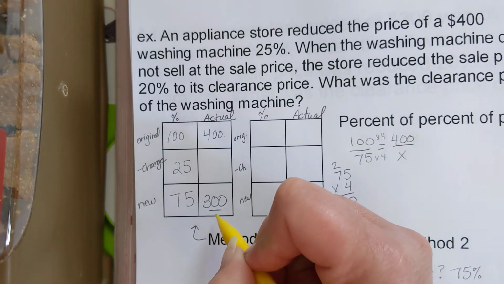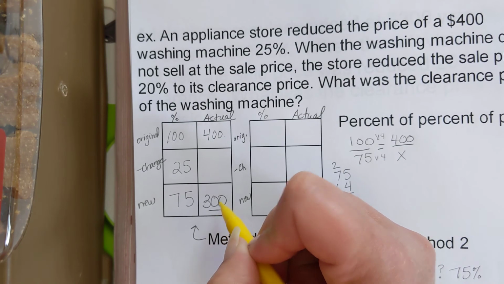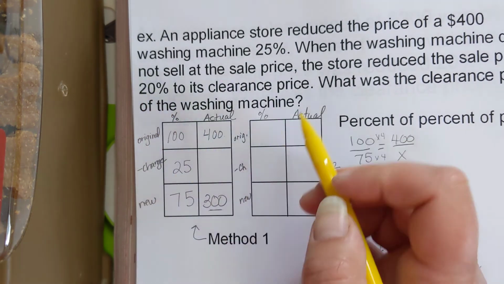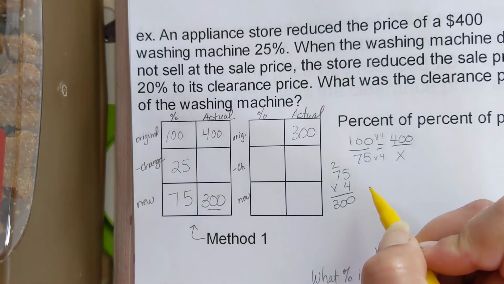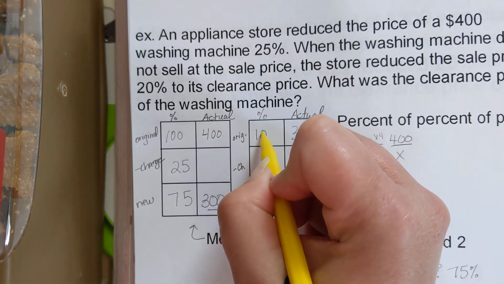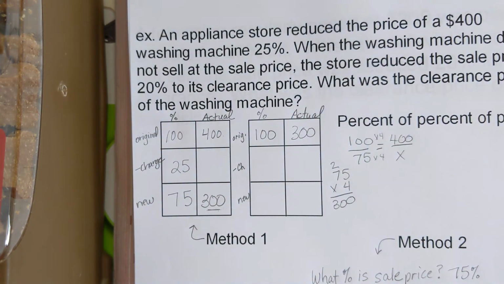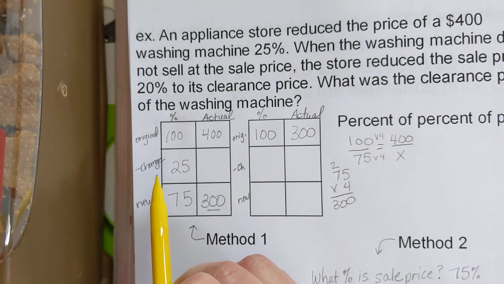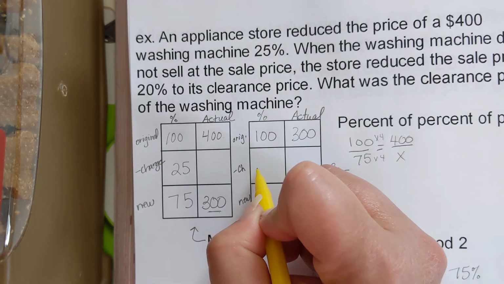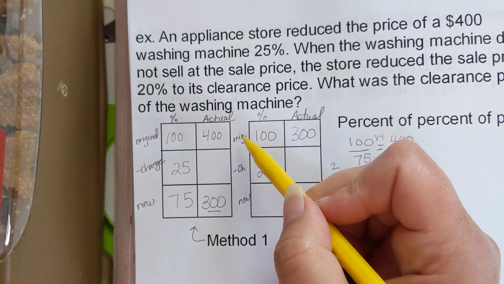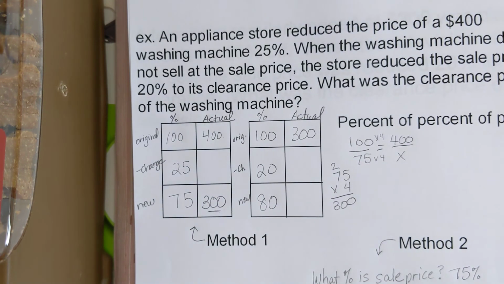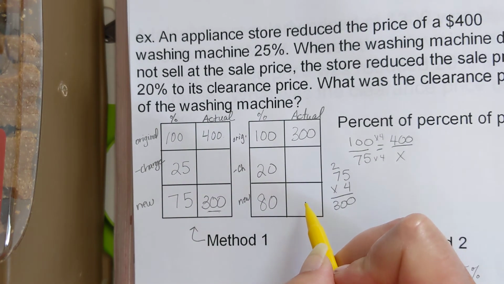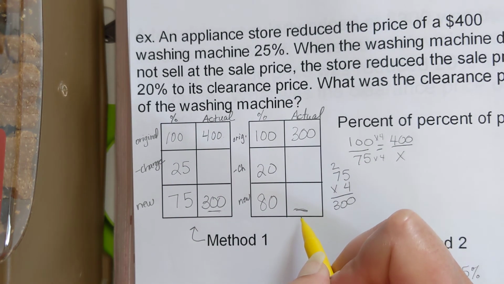Okay, that new price is now going to go up here to the original price again. So it's like we're starting over because we're taking another discount. We're taking another 20% off. So this 300 goes up here. This is going to be 100% again. Okay, the new discount is 20%, so that will be the change. So the original minus the change, that will leave me an 80 right here.